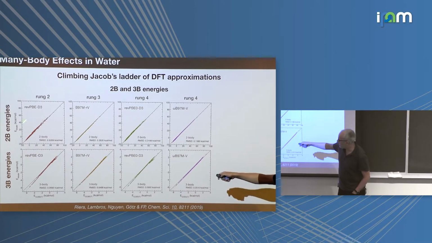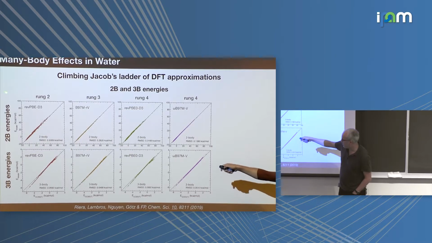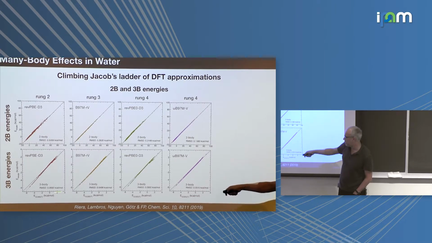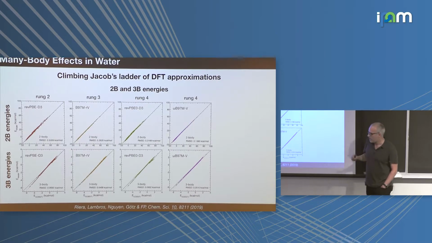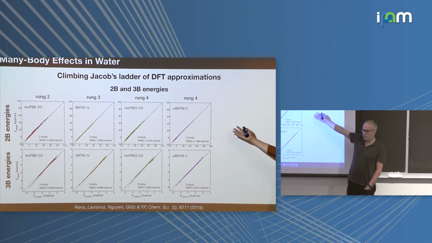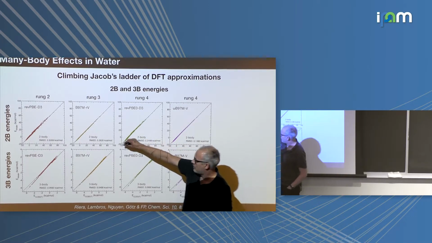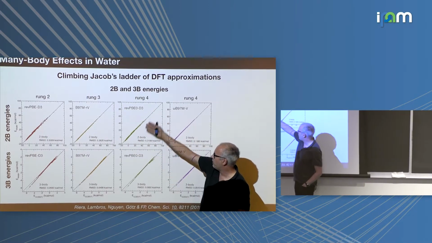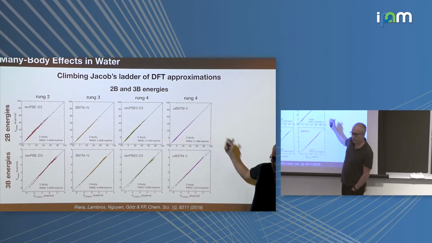These are the 2-body energies, coupled cluster on the x-axis and the DFT model on the y-axis, and the 3-body energies in the same way. And you can see from a distance that actually things look pretty good. You will say that, of course, there are some errors, there is some spread, but at least the 2-body energies are following the coupled cluster.